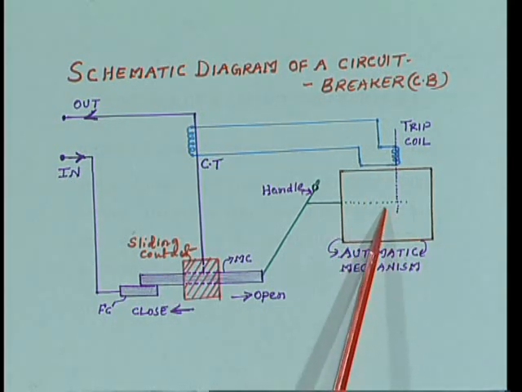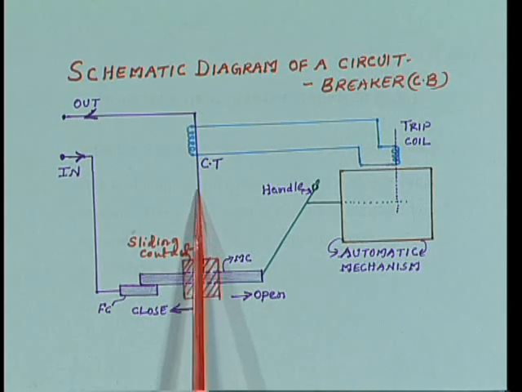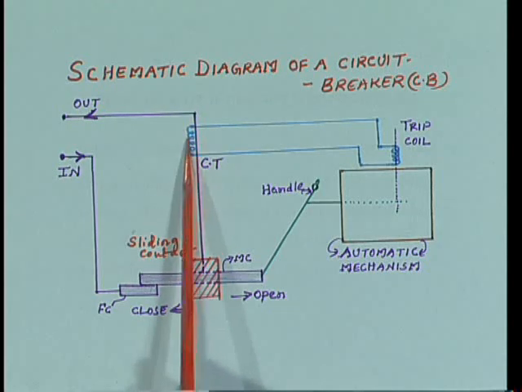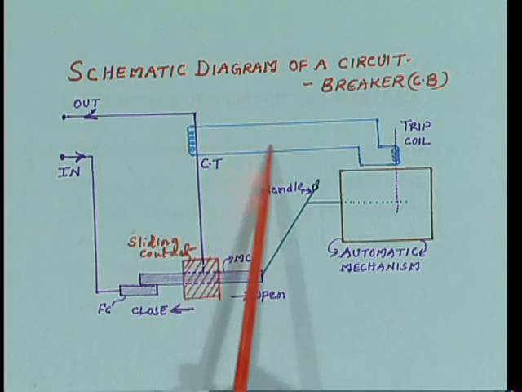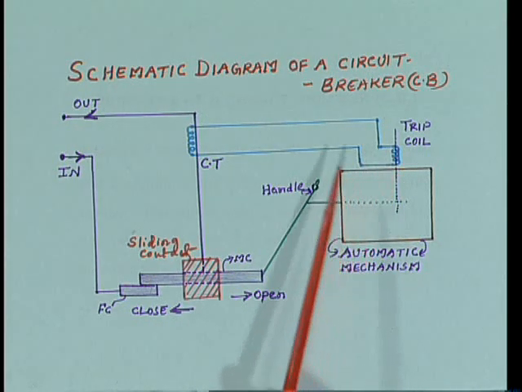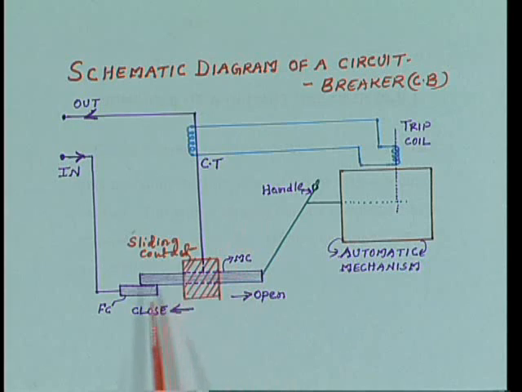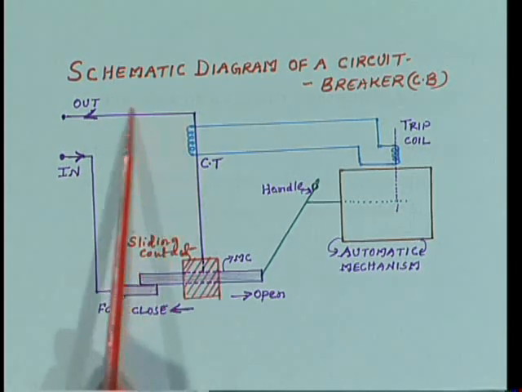An automatic mechanism system will be there in this, and to this moving contact the current transformer is connected. The secondary end of the current transformer is connected to the trip coil system. During normal operation of the circuit breaker, the fixed contact and moving contact are closed on each other, therefore the supply current comes to the fixed contact and goes through the moving contact to the equipment.